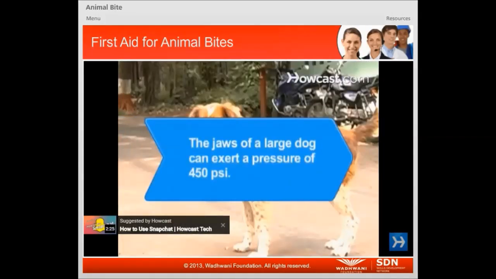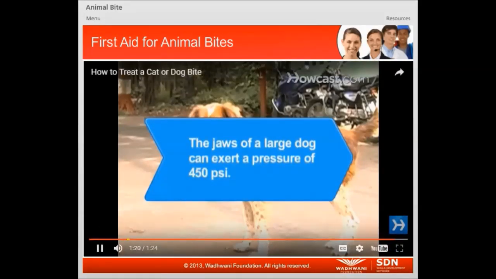Did you know? The jaws of a large dog can exert a pressure of as much as 450 pounds per square inch.